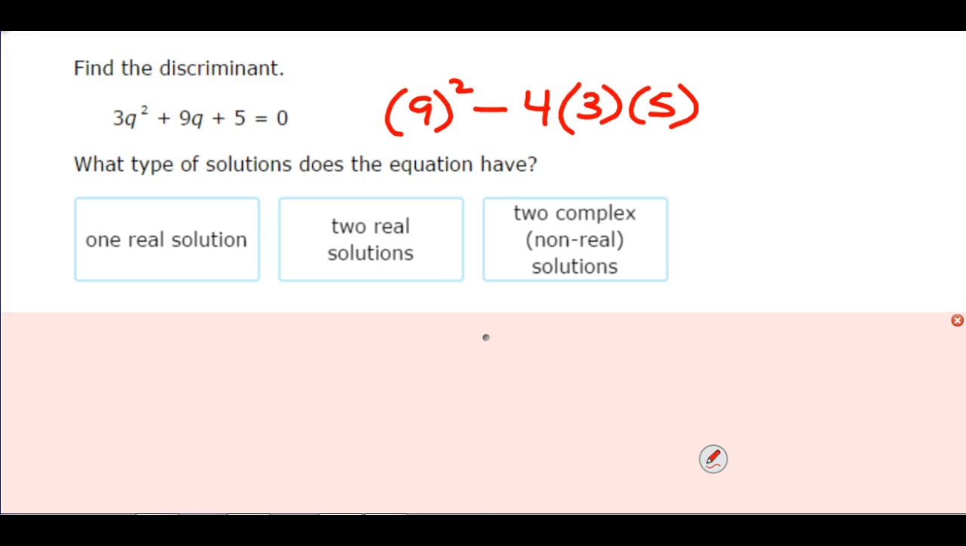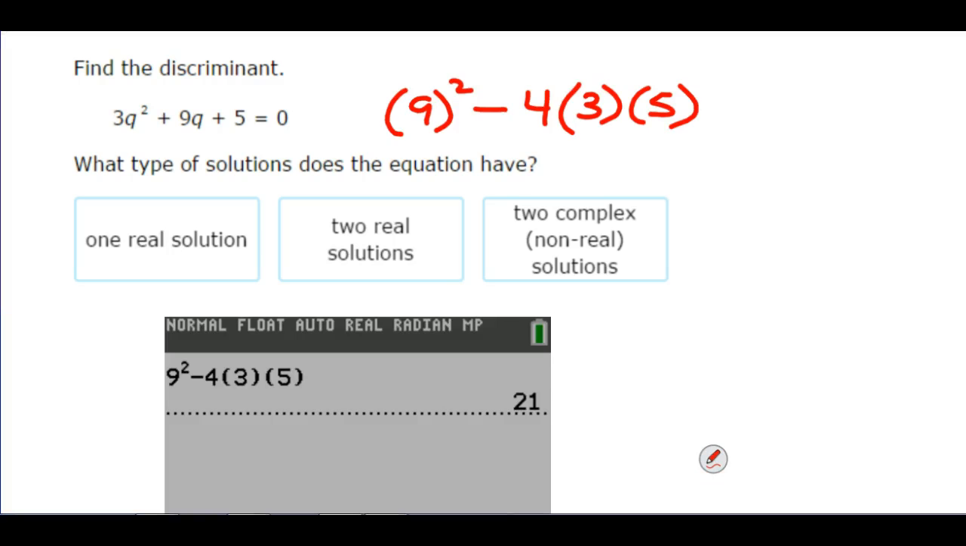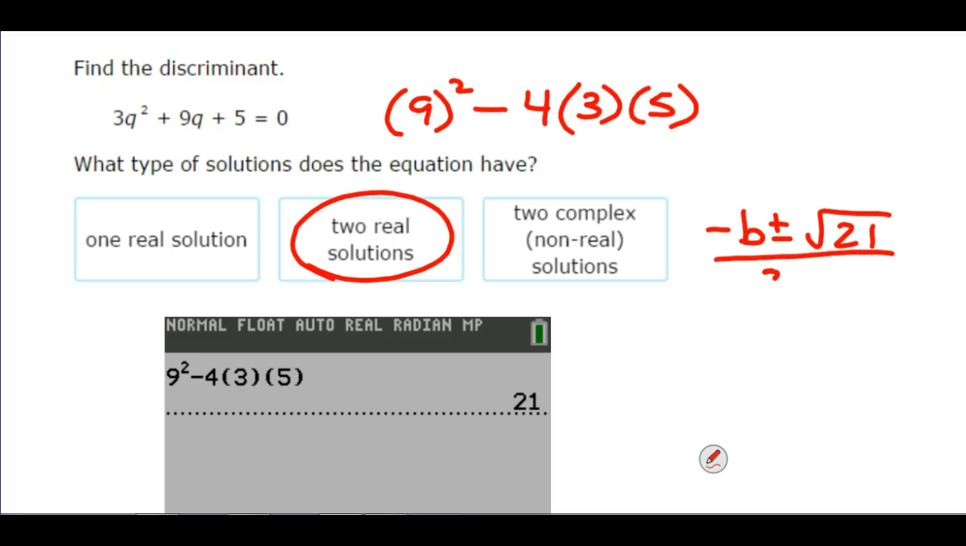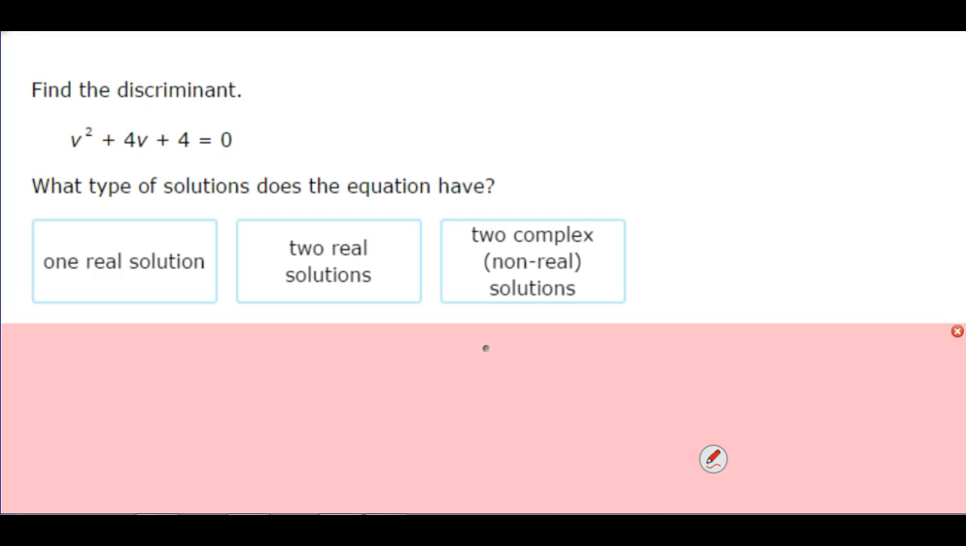If you're checking this with just the discriminant, your discriminant equals 21, which tells you that you have two real solutions. It doesn't tell you what they are, and 21 is definitely not your solution. But if you went back to the quadratic formula and were looking for an exact answer, that's negative b plus or minus the square root of 21, all over 2a. But that's for another video. We don't have to do that right now.